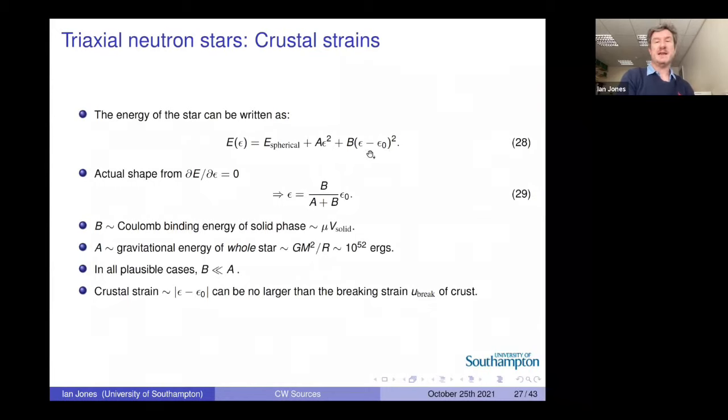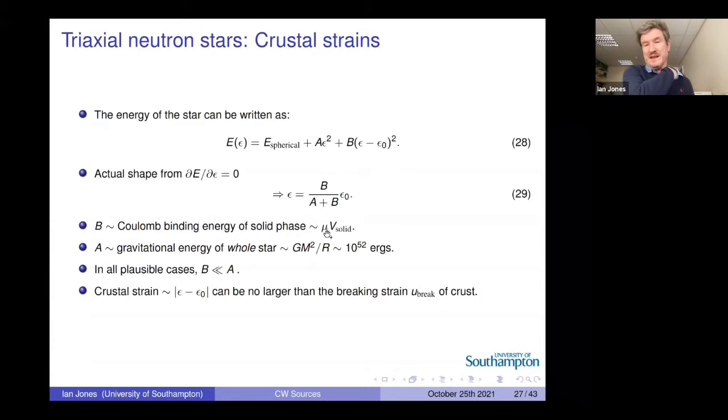So what we've said is that the elastic energy is minimized when the actual shape epsilon is equal to this shape that we've given it at birth, epsilon naught. And so the elastic energy perturbation has to be quadratic in this difference, because this elastic energy has to be minimized when epsilon equals epsilon naught. And now this coefficient here will be of order the Coulomb binding energy of the solid phase, which will be of order the shear modulus.